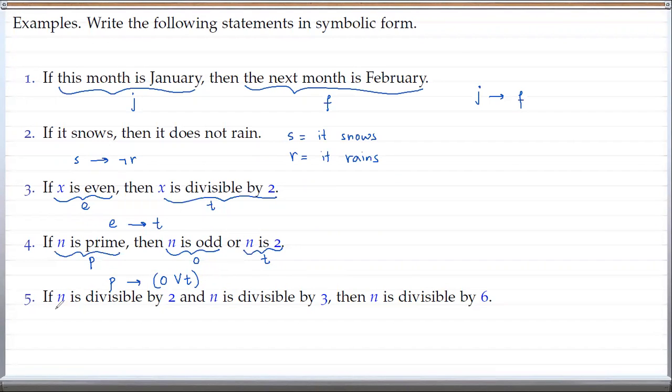The last one: if N is divisible by 2 and N is divisible by 3, then N is divisible by 6. So we can denote this part by T, we can denote this part by H, and we can denote this part by S. So we have T and H implies S. So this is the fifth statement in symbolic form.